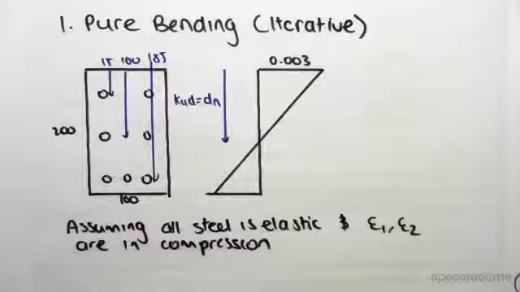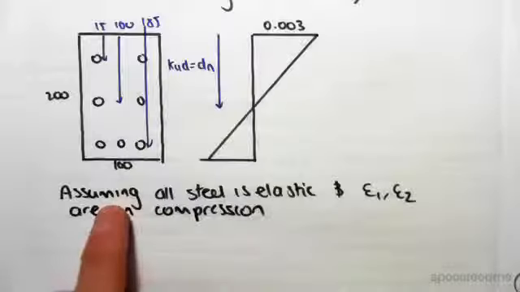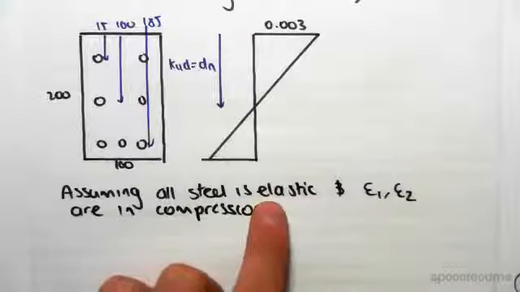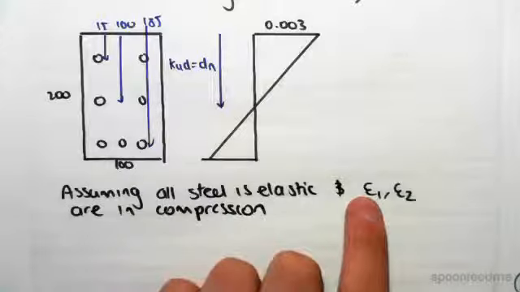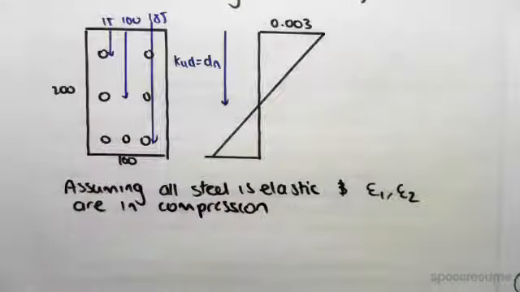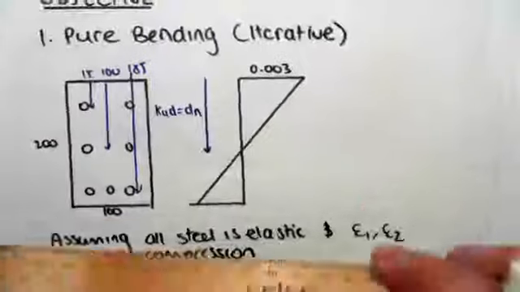Now, to do the pure bending case, there's no axial load applied to this. So what we're going to be doing is assuming that at the start, all the steel is elastic, so it hasn't yielded yet. And we're also going to assume that the strain in E1 and E2, so this layer here and this layer here, are compressive. Okay, so we're just going to assume that to start.